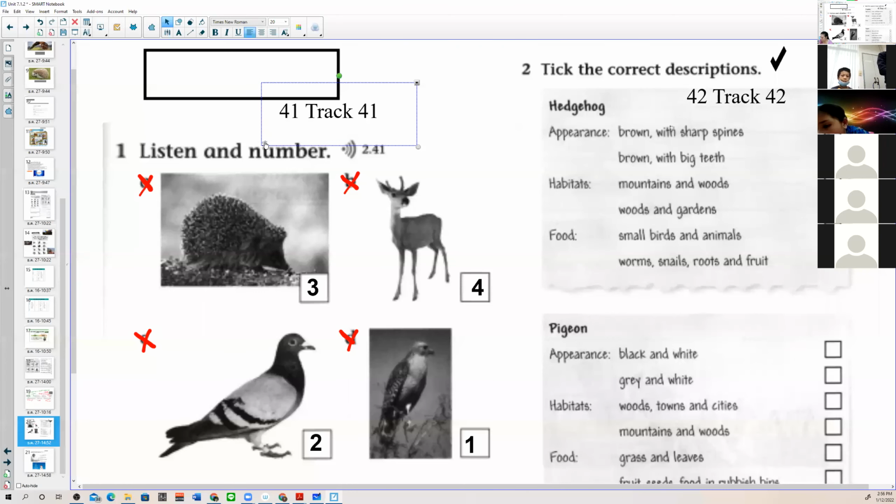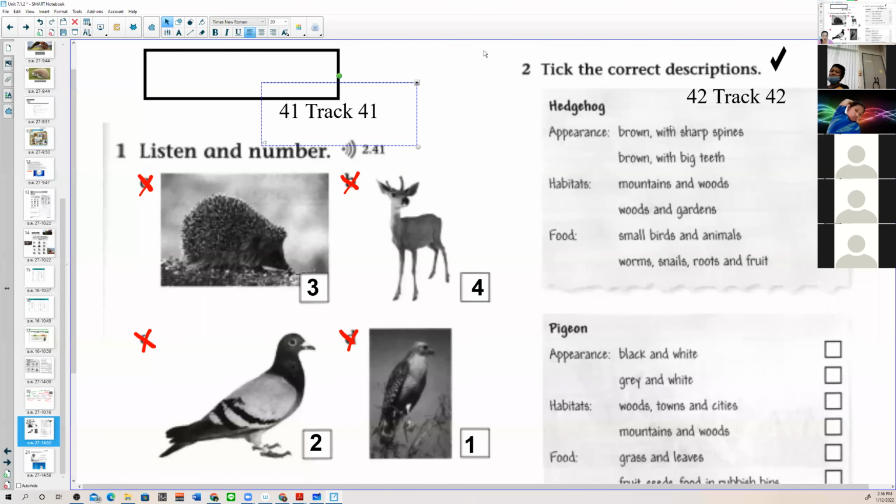Number 3. It's a mammal. It's brown. It's got lots of sharp spines. It's got small eyes and very short legs. It lives in woods and in gardens. It eats worms and snails, and it likes roots and fruit too. Number 4. It's a mammal. It's light brown with white spots. It's got long legs and a short tail. It lives in woods. It eats grass and leaves.